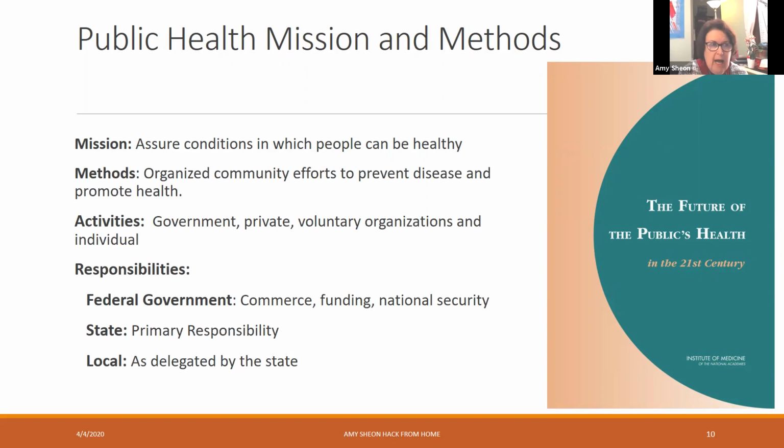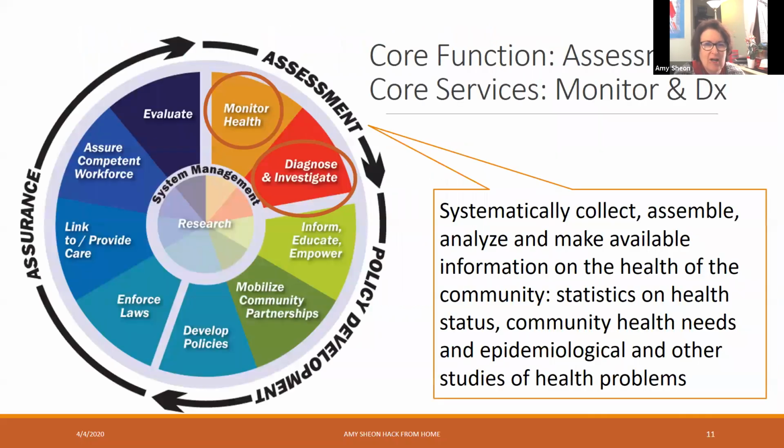At least in the US, the federal government has responsibility for commerce, funding, and national security. The states have the primary responsibility for public health, and states can delegate some of those authorities to the local areas. So that's why you get conflicts about who's calling the shots in terms of, are we under a lockdown or not? Who has access to the strategic reserve that really belongs to the states? That's an issue that blew up in the last couple of days in the US.